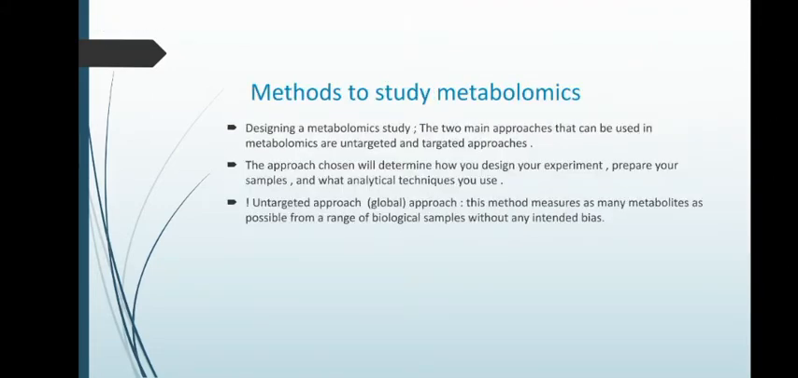Now we will learn about the methods to study metabolomics. There are two main approaches which are used to design a metabolomic study. These are untargeted and targeted approaches. The approach chosen will determine how you design your experiment, prepare your samples, and what analytical technique you use. Both targeted and untargeted studies follow a similar pipeline in their key stages.